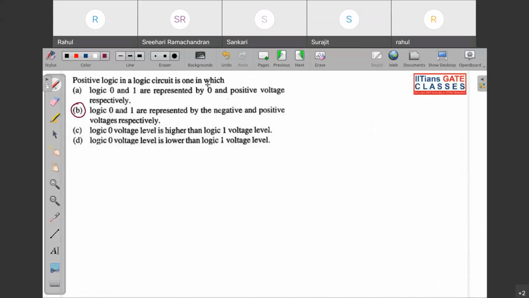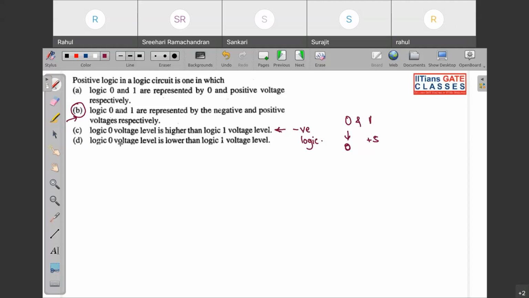Positive logic in a logic circuit is one in which logic 0 and logic 1 are represented by 0 and a positive voltage, any positive voltage. Logic 0 and 1 represented by negative and positive voltage, okay, so you are telling B. So here it is positive logic. Logic 0 voltage level is higher than logic 1 voltage level: this is your negative logic.